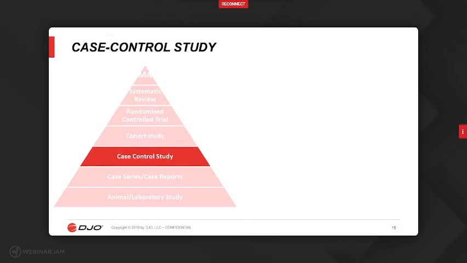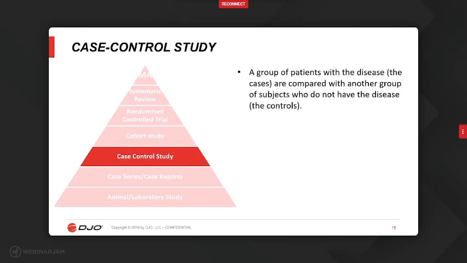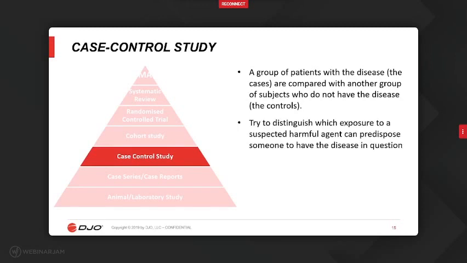Then next we have the case control studies. So here a group of patients with the disease, the cases, are compared with another group of subjects who do not have the disease, the controls. For instance, a group of Achilles tendinopathy patients could be compared with a group of subjects that have a healthy Achilles tendon in order to try and distinguish factors that contribute to the development of tendinopathy.